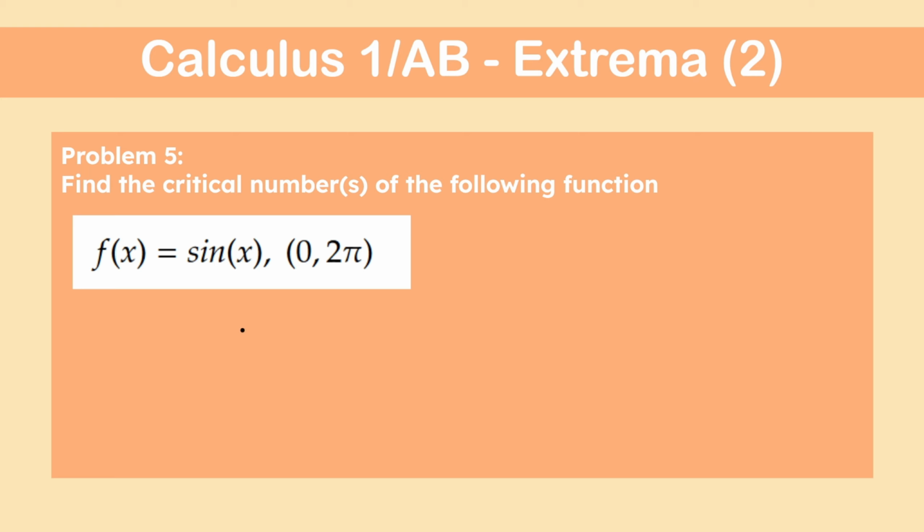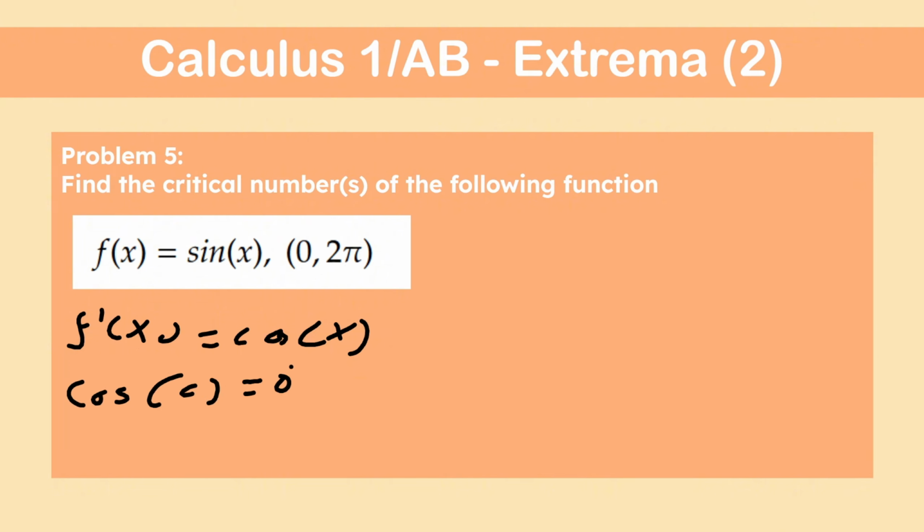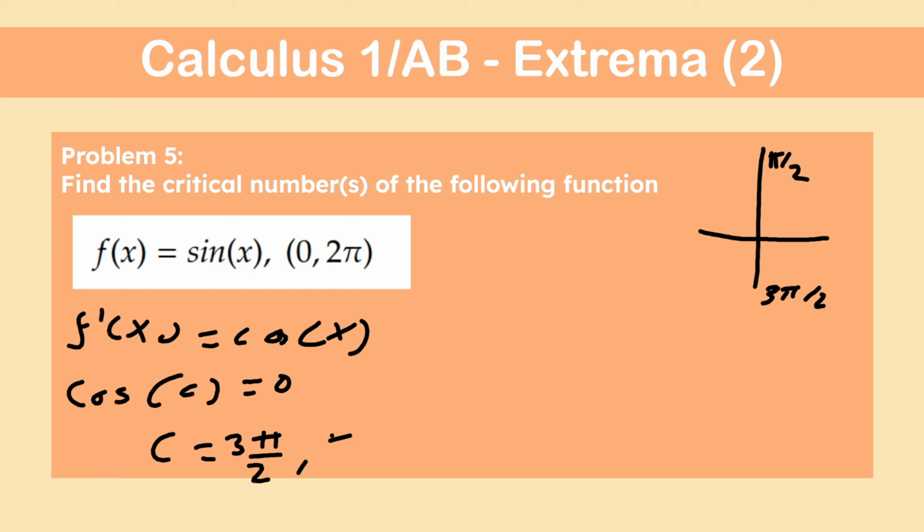Okay, so now we have the function sine of x from the interval 0 to 2 pi. So let's differentiate that. F prime of x is equal to cosine x. And we need to find out when cosine of c is equal to 0. So from the unit circle, we know that cosine is equal to 0 at pi over 2 and at 3 pi over 2. So we can say that c is equal to 3 pi over 2 and pi over 2. I meant to write this over here, but same thing.